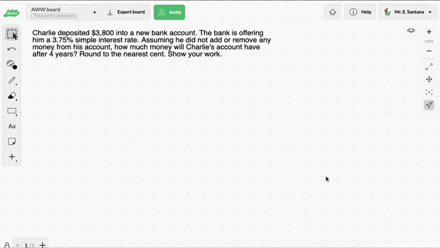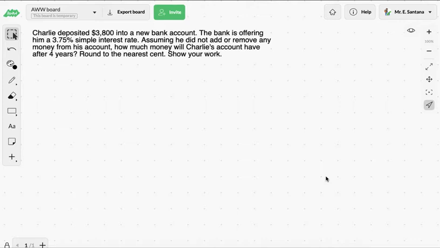Charlie deposited $3,800 into a new bank account. The bank is offering him a 3.75% simple interest rate. Assuming he did not add or remove any money from his account, how much money will Charlie's account have after 4 years? Round to the nearest cent and show your work.